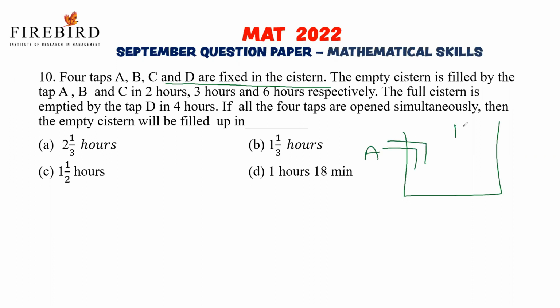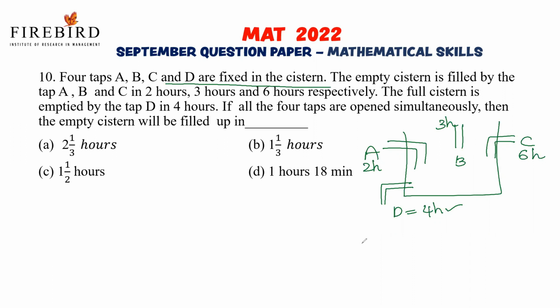Let us consider the A tap, B tap, and C tap. A tap fills the system in 2 hours, B tap fills the system in 3 hours, and C tap fills the system in 6 hours. The full system is emptied by the tap D in 4 hours. If all the 4 taps are opened simultaneously, then the empty system will be filled up in how many hours is my question.